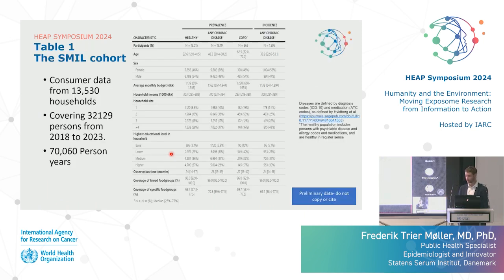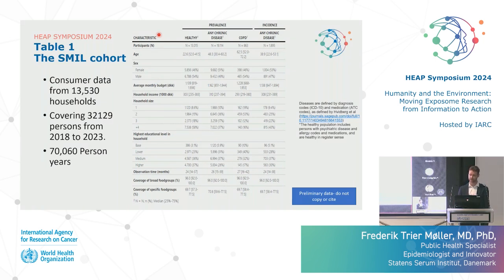Now, continuing our look at this, this is actually a table 1 of the SMEAP cohort. As you can see here, we have consumer data from 13,500 households. They cover 32,000 persons in total, and a total of 70,000 person years. If you look at the top line up here, you can see that they are classified according to whether being healthy in a register sense or having any of a number of chronic diseases according to ICD-10 codes and medication codes. This is done based on a previous classification by another Danish research group.